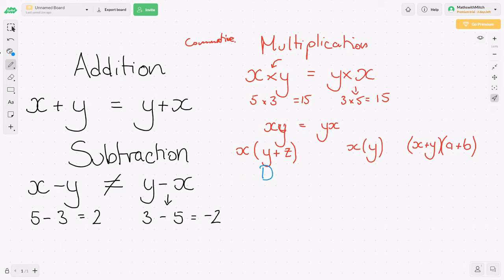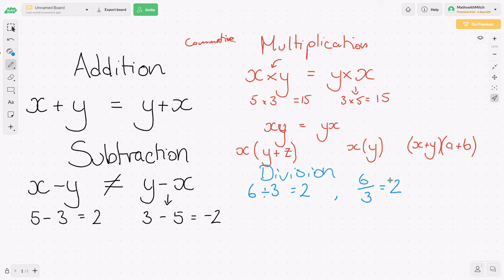Lastly, we have division. So you'll have seen this in arithmetic. You might see a fraction or a division, but they mean the same thing. So if you said, let's make it with nice round numbers, if you had 6 divided by 3, that would equal 2. But that's the same as writing 6 over 3. That would also equal 2.